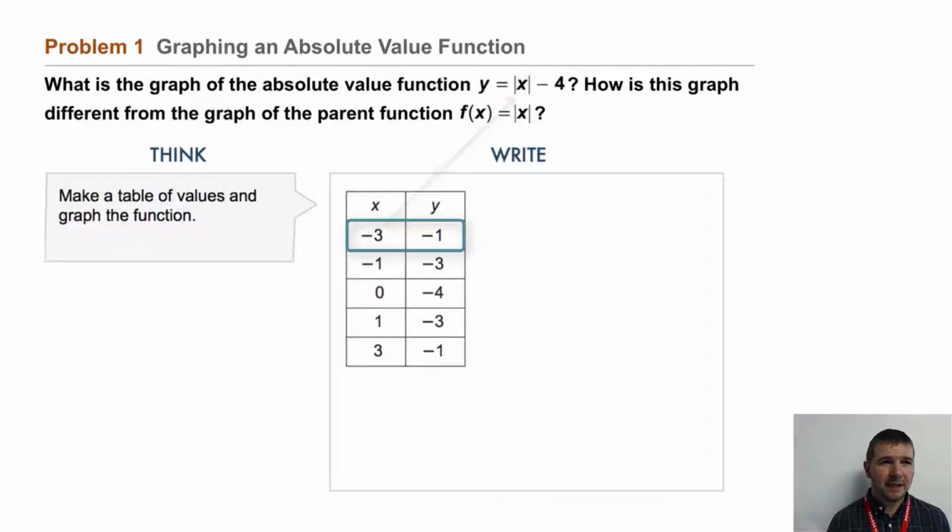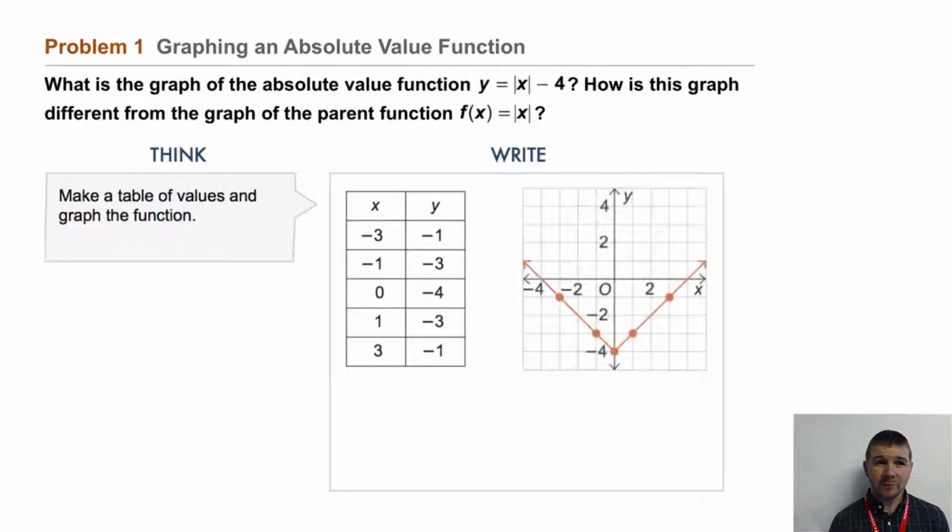Substituting -3 into the function, y equals the absolute value of x minus 4, we get an output of -1. When we substitute -1, we get an output of -3. 0 is related to -4, 1 related to -3, and 3 related to -1. We can graph these points and connect them with two rays, forming our absolute value function, V-shape, opening upward with a vertex or minimum point on the y-axis at 0, -4.